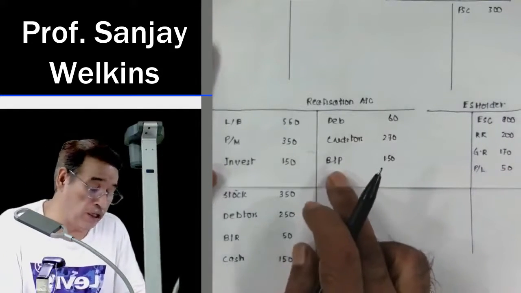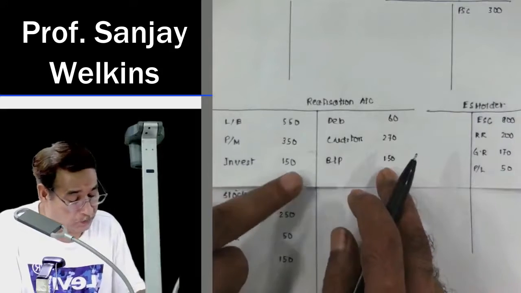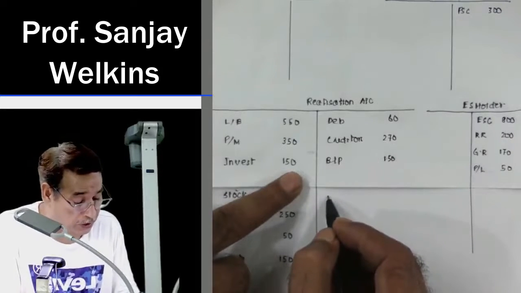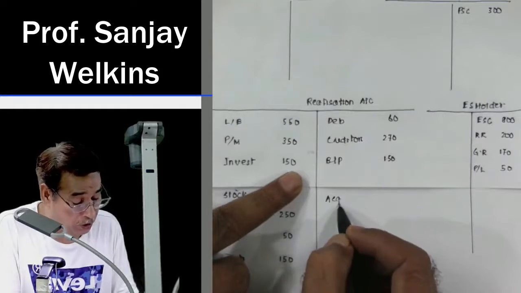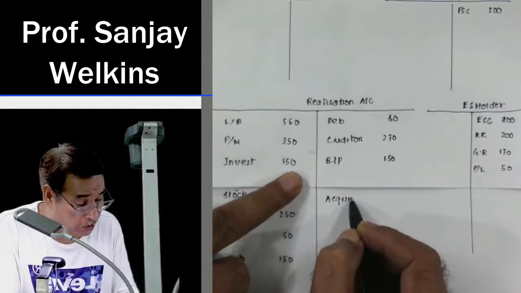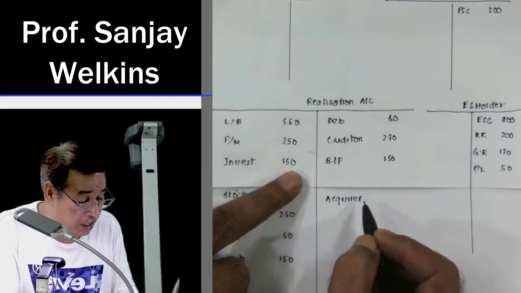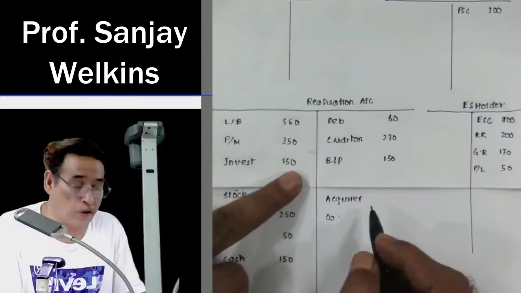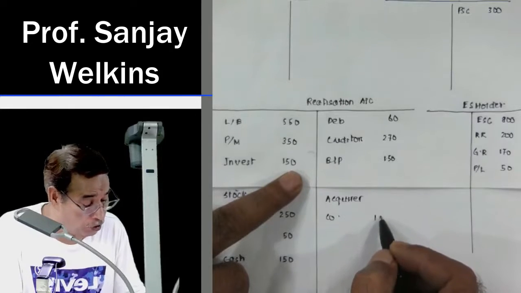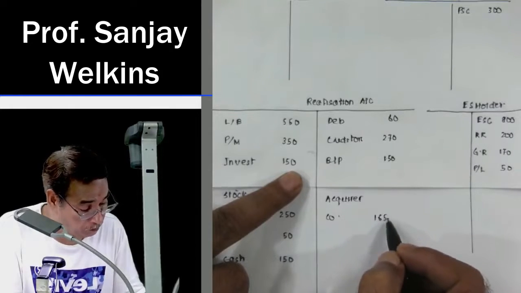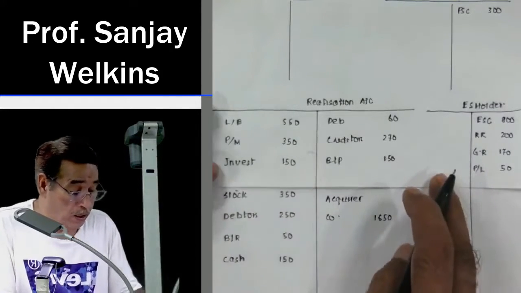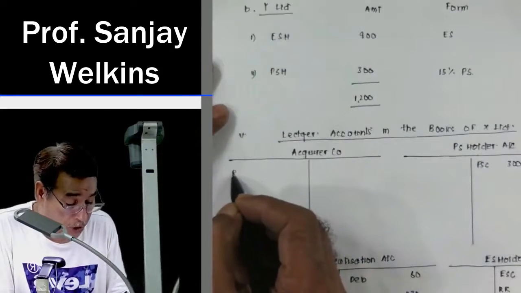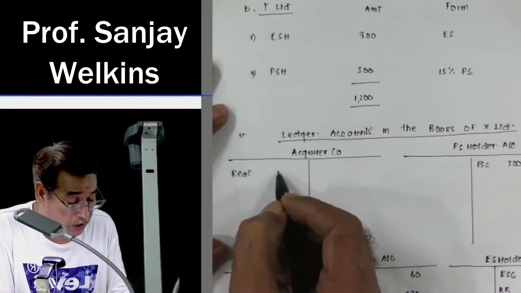So after having transferred each and every item, the next step is we will ask the acquiring company to pay the consideration. So towards the credit side of the realization account, we are going to write by acquirer. You can write Z Limited also. By acquirer company. We computed the purchase consideration in respect of X Limited, which was 1650. Correct? Immediately transfer this to the debit side of the acquirer company account, to realization 1650.